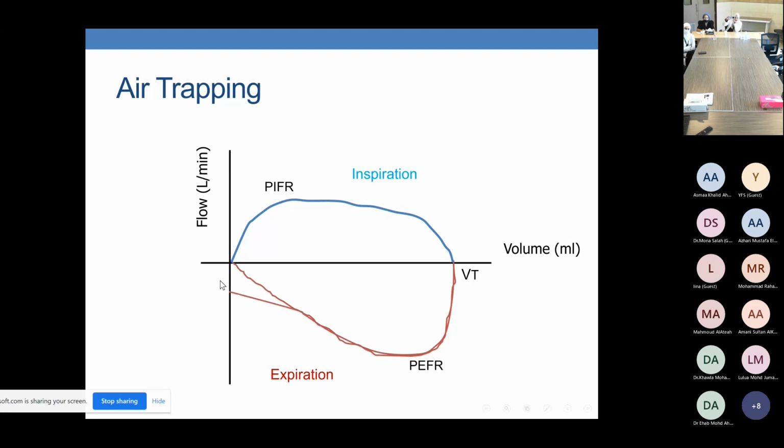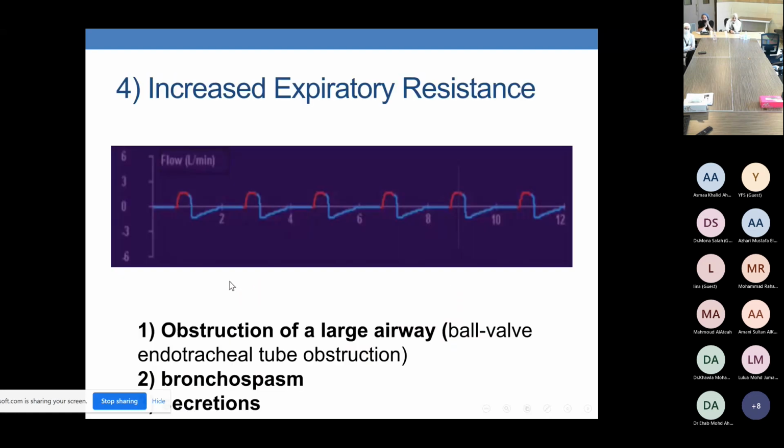So here, from the flow volume loop, it is not reaching 0, and in this place it means there is air trapping. Now, why would there be an increase in inspiratory resistance? As we said, is it air obstruction in the large airway? Either there is obstruction with the secretions, there is a bronchospasm, or there are secretions.